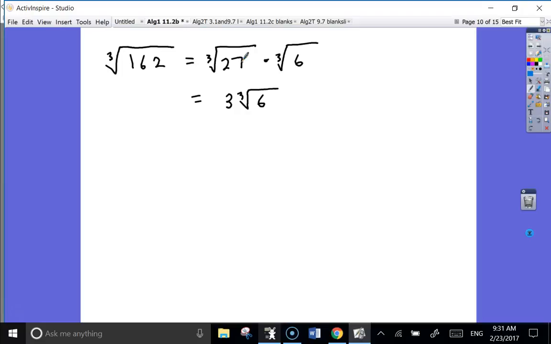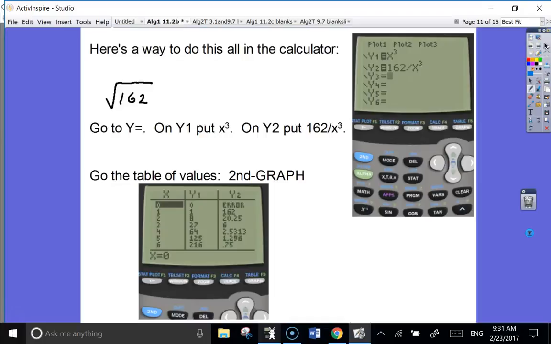So if you want to do this like we did the other, then we're going to do this. On y1, put x to the third. On y2, put 162 divided by x to the third.